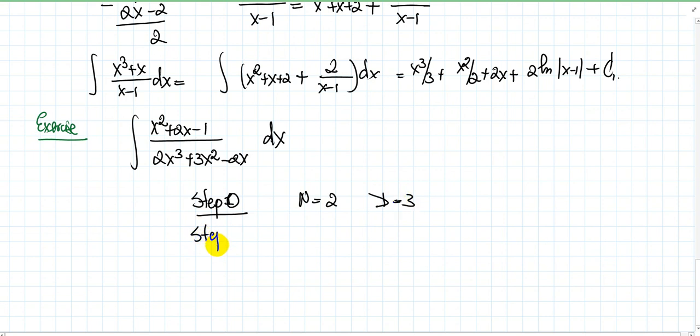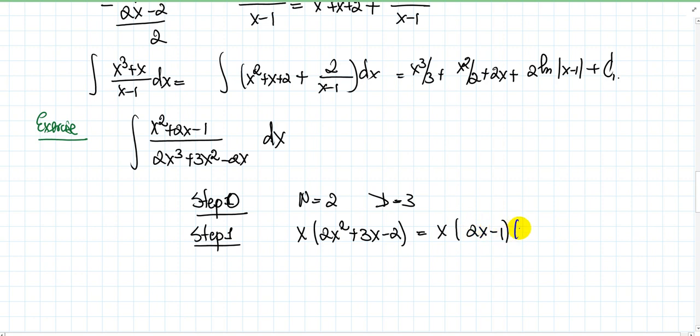So step 1. We need to find the roots of its denominator, okay? So let me take out x from the brackets. I can write it as x multiplied by 2x squared plus 3x minus 2, okay? Then we can further decompose this to x multiplied by 2x minus 1 multiplied by x plus 2. Okay? So by finding the roots, I can write it like this. If you multiply all of these 3 terms, you will get exactly 2x cubed plus 3x squared minus 2x.